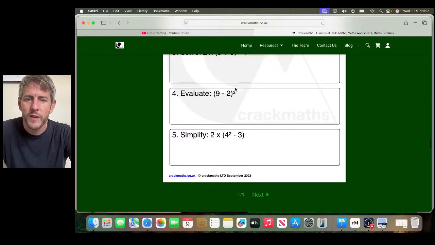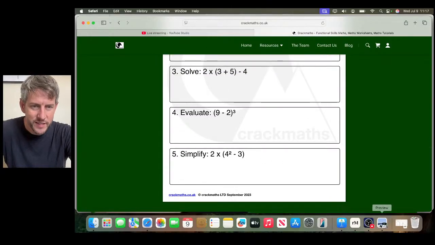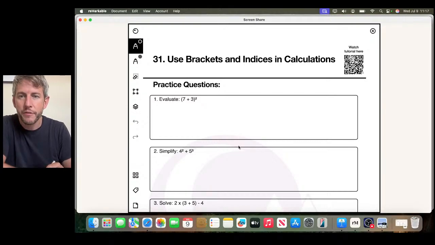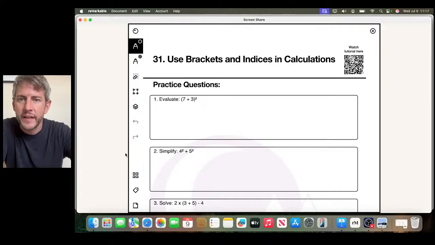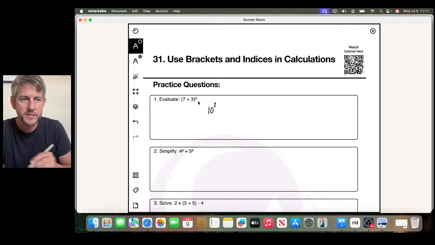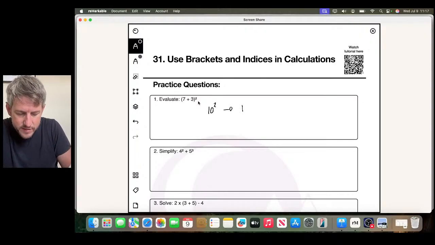Right, so let's get started then. This is topic 31, as I said. Question 1 is evaluate 7 add 3 in brackets, all to the power of 2. So what that's going to be is 7 add 3. We do the brackets first, which will be 10. So we're looking at 10 squared. And 10 squared means 10 times 10, so that will be 100.